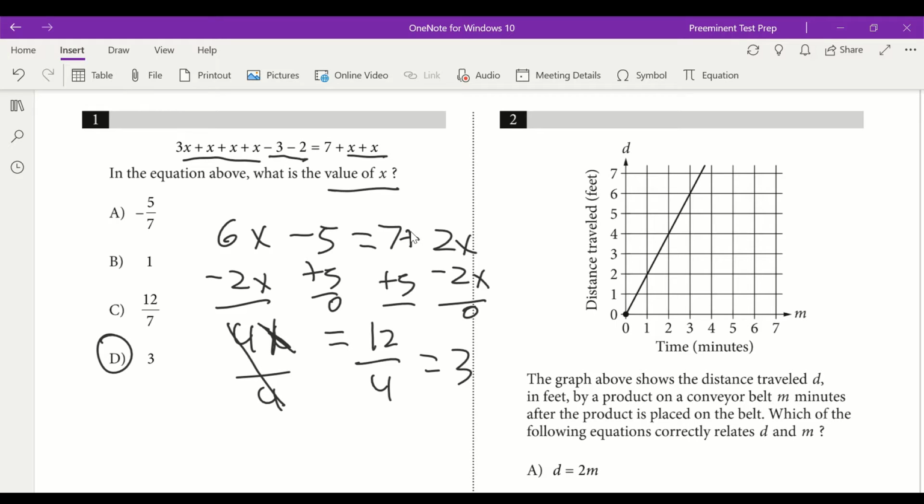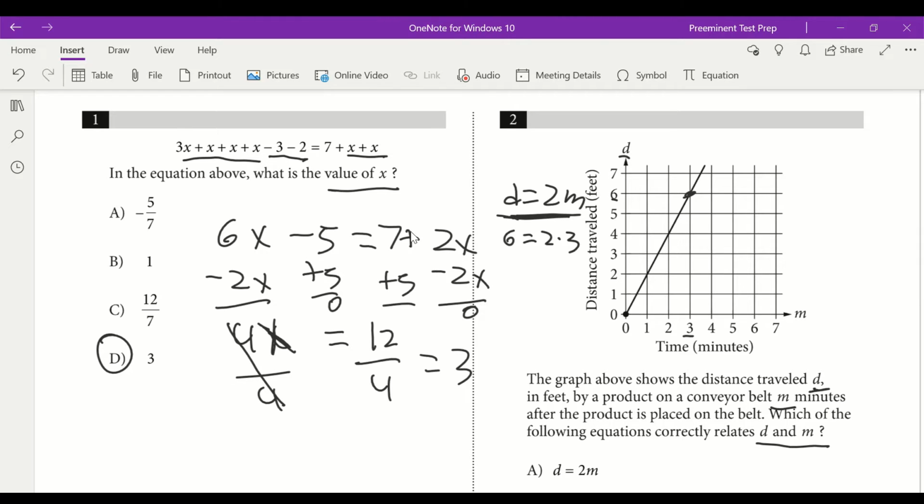Question 2. The graph above shows the distance traveled d in feet by a product on a conveyor belt m minutes after the product is placed on the belt. Which of the following equations correctly correlates d and m? Well, if we look at our graph, we see that d is 6 when m is 3. So when m is 3, d is 6. Well, that means our d, 6, is 2 times our m of 3, right? So that means our d equals 2m, because when we plug in 6 for d, we get 2 times our 3. So we know that this equation is right.